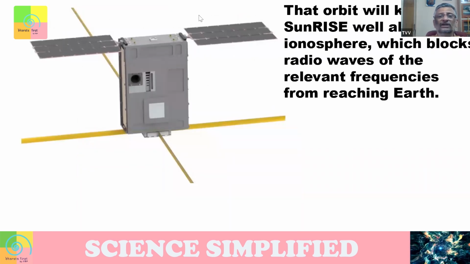The CubeSat will look something like this. Basically, it will be above the ionosphere. Because it's above the ionosphere, it will be able to see the radio waves coming from the sun. So it will not be an optical telescope; it will be a radio telescope. That's why it's called an interferometer. It will be a radio telescope which will be used to study the eruptions happening on the sun's surface.